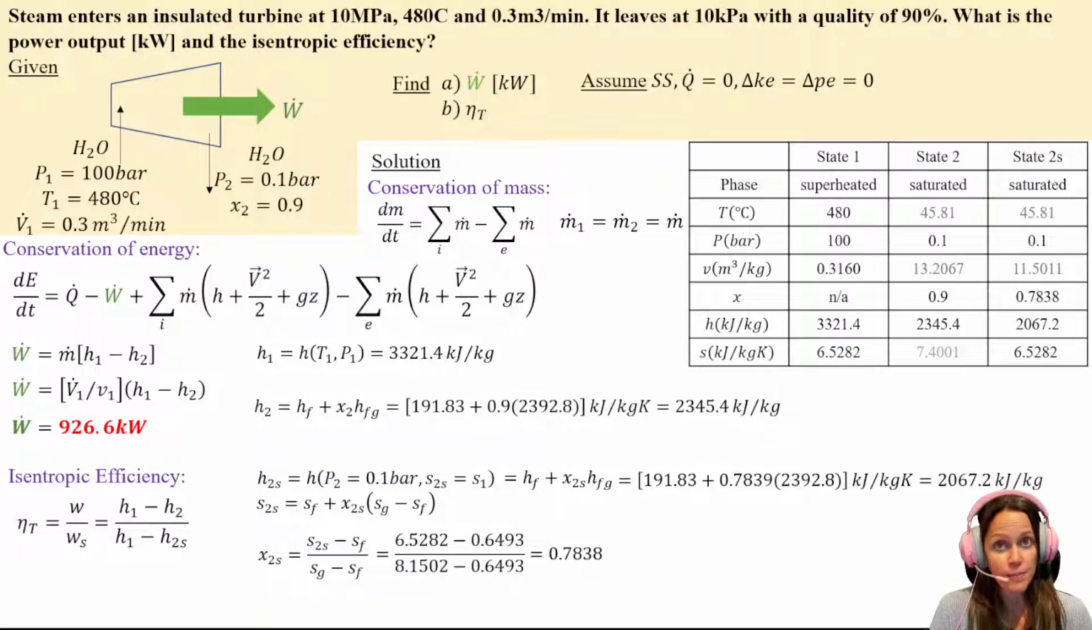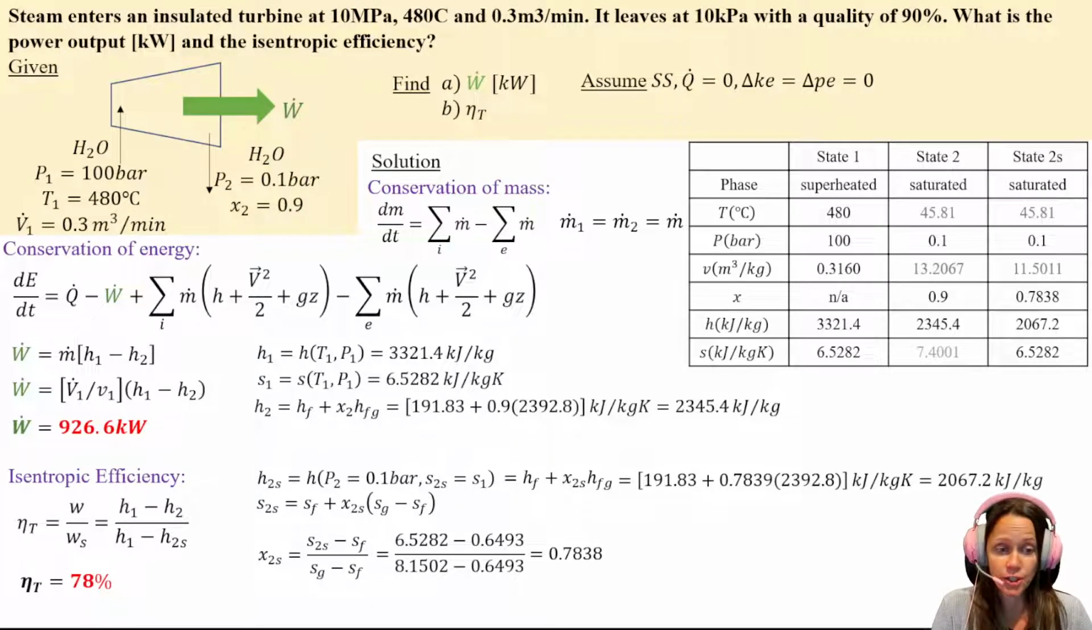And same thing with that specific volume. You can calculate it using your V2S. It would be V sub F plus your quality, X2S, times V sub G minus V sub F. So you can calculate that as well if you needed it. But once again, I put it in gray because we don't really need it for this problem.